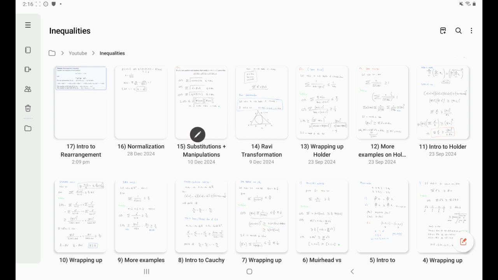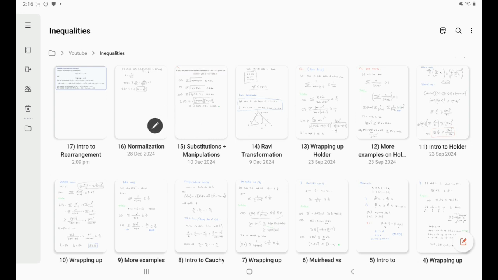Then we saw other techniques like substitutions to get rid of conditions, like the abc equals 1 substitution. And we also saw the normalization lesson in which we did the opposite. We had a homogeneous inequality and we turned it into a non-homogeneous inequality, but now we have some nice conditions.